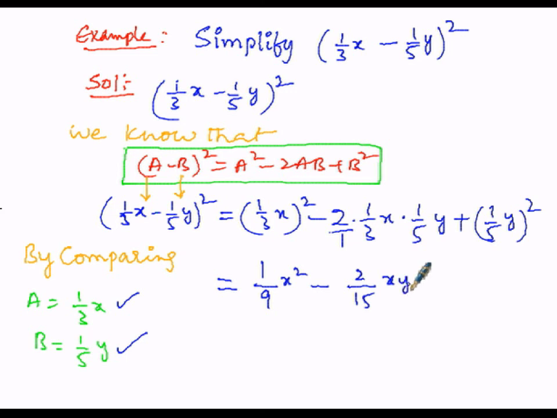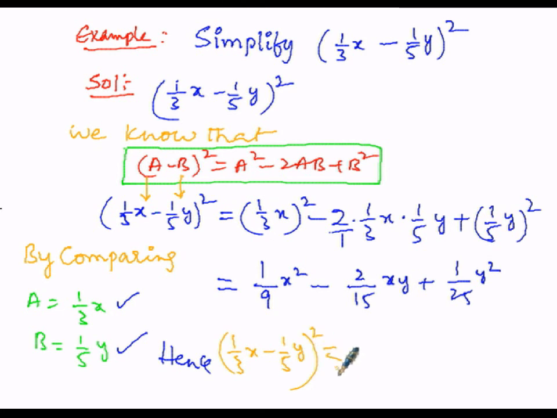Then now plus square is applicable for both 1 and 5, 1 square is 1. So here divided by 5 square, 5 5s are 25. Square is applicable for y also, that is y square. So in this manner, hence 1 by 3x minus 1 by 5y whole square is equals to 1 by 9 x square minus 2 by 15 xy plus 1 by 25 y square.